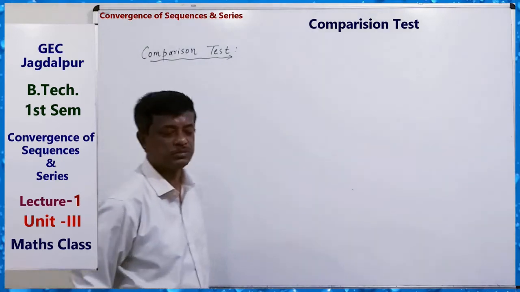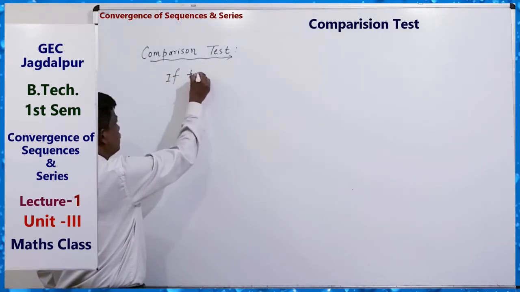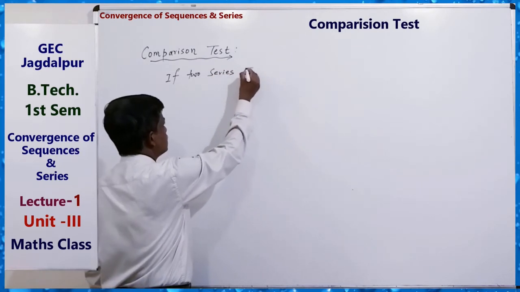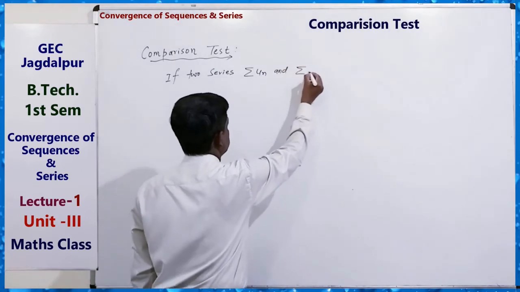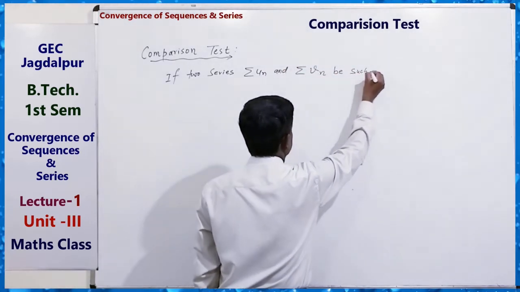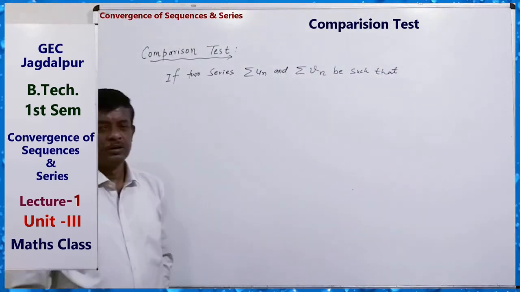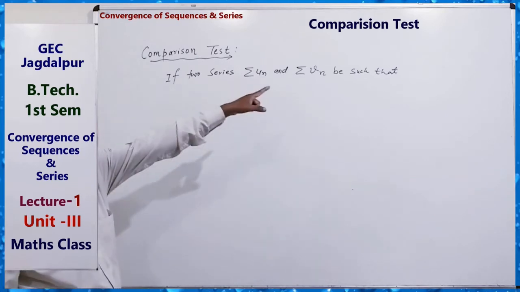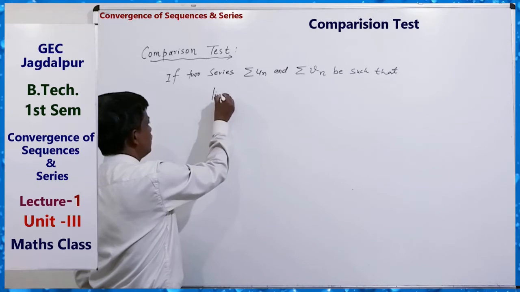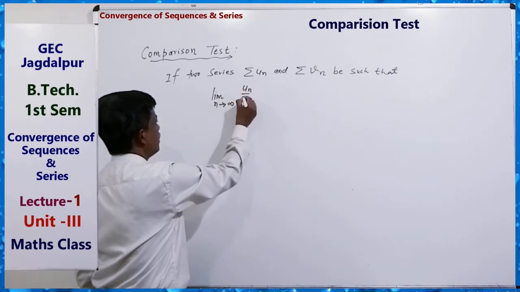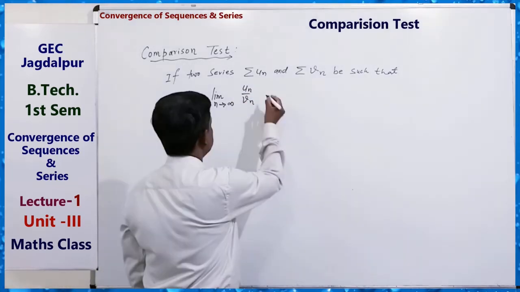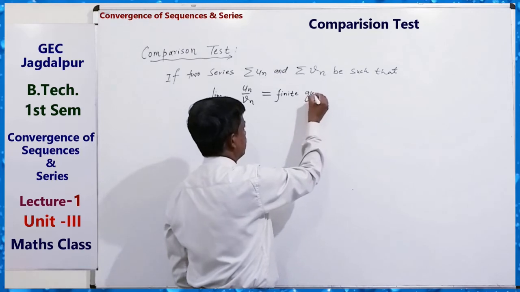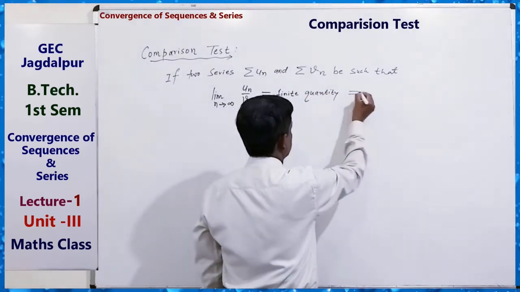Okay, if we have two positive series, summation Un and summation Vn, be such that, clear? If two series, summation Un and Vn, are such that the limit as n tends to infinity of Un by Vn is equal to a finite quantity and not equal to 0.